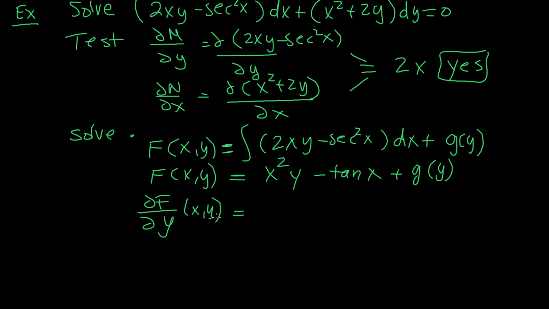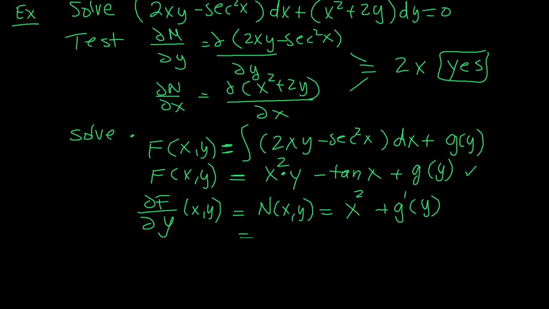Okay, so when I do this derivative with respect to y, I should get N of x, y. So doing this here gives you, remember again, differentiate with respect to y. When you differentiate with respect to y, x squared is a constant, so that's x squared. Tangent of x doesn't have y in it, it's a constant, so the derivative is 0. Then g prime of y. Then what is N of x in the given equation?